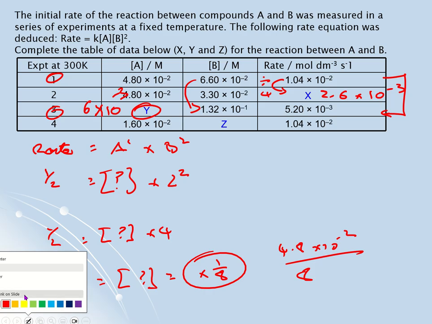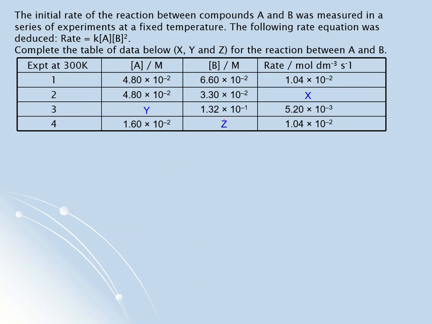Okay, let's do the last one. Right, so for the last one, let's see which experiments we'll use. Well, we'll just go 1 to 4.